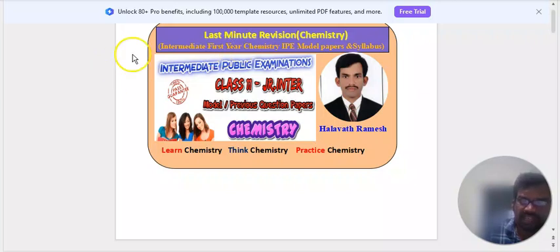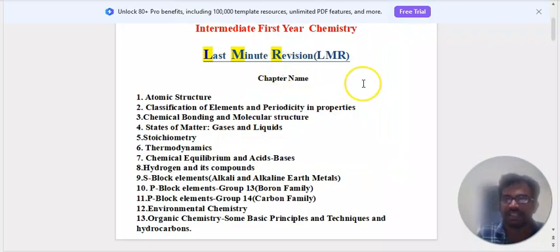So now we can see the last minute revision chemistry, intermediate first year chemistry, IPE model paper and syllabus. You can see here the first slide, the intermediate first year chemistry, last minute revision, LMR. In intermediate first year chemistry there are a total of 13 chapters, or simply you can say number of topics. The first one is atomic structure, and the second one is classification of elements and periodicity in properties.